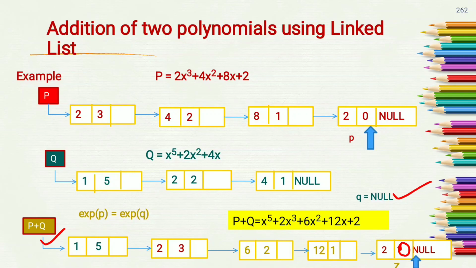So how can we write this in the general representation of a polynomial? This is x to the power 5 because the coefficient is 1 and the exponent of x is 5. This is 2x cube, so we have to write plus 2x cube. This is 6x square and this is 12x to the power 1 and this is 2 because the exponent of x is 0. So finally we get this polynomial, which is the addition of these two polynomials. And this is the final result of the addition of the given polynomials.